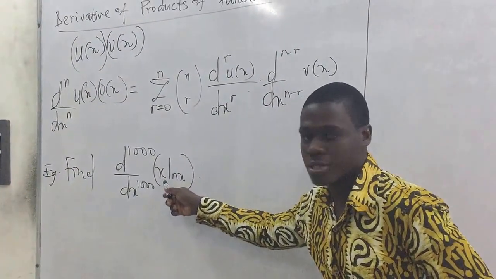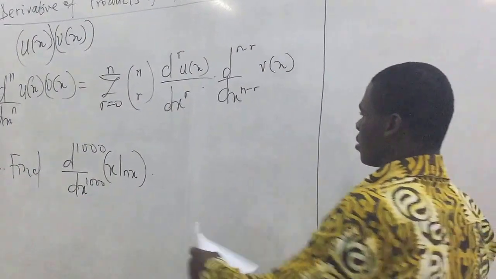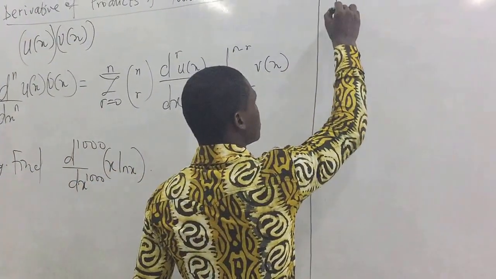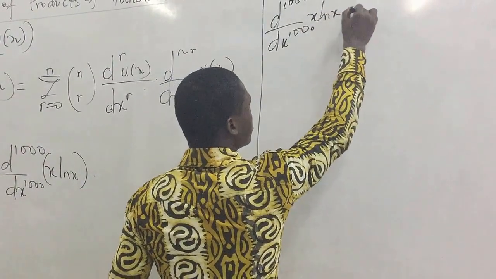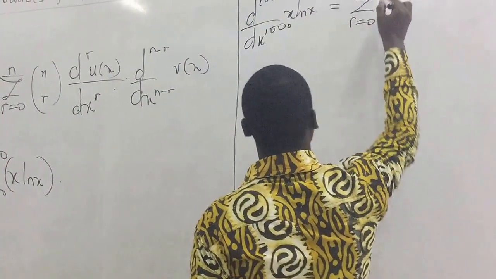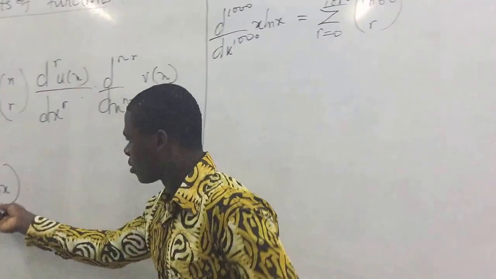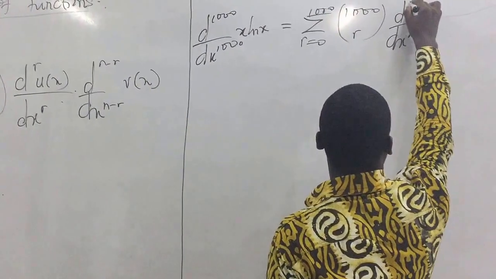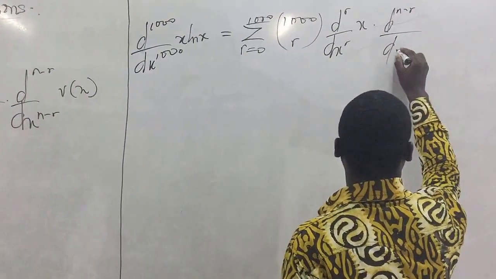So you look at this product of functions, this x and this ln x, and they are multiplying actually. So the only thing we need to do at this moment is to state that, by Leibniz theorem, as far as product of functions are concerned, the 1,000th derivative of x ln x will be equal to, so we pick it from here, the summation, r begins from 0 to 1,000, then 1,000 combination r. Then what is the first function? We have this one here, x. So we have the r-th derivative of x, then times the n minus r-th derivative of ln x.